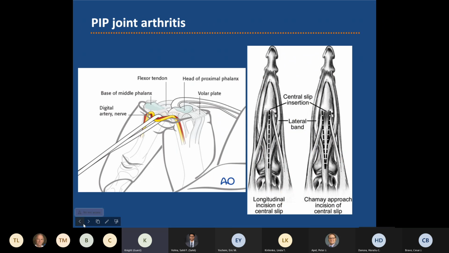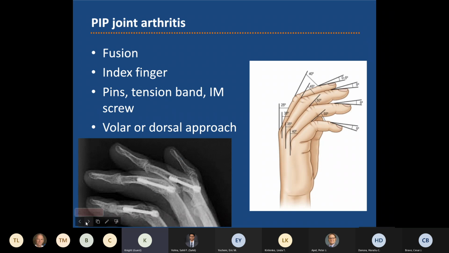So you can certainly do pins, tension band, screws. Any of those are good options. The biggest thing is the volar or the dorsal approach. You go to the next one.